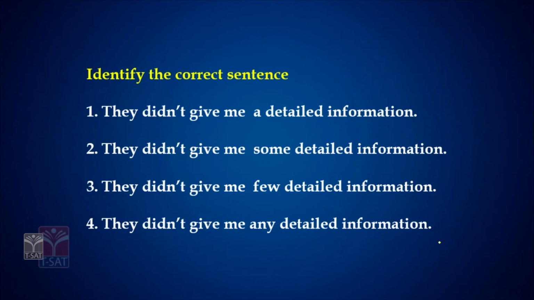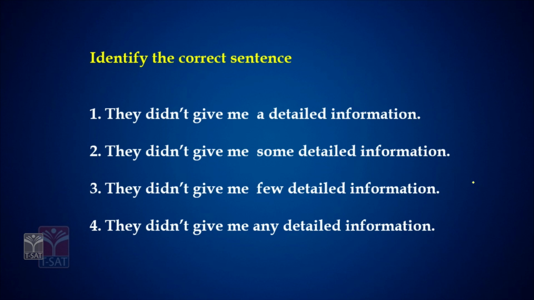Let's have a glance at the first sentence. So, here a set of 4 sentences is given to us and we have to see which sentence is correct. They didn't give me a detailed information. They didn't give me some detailed information. They didn't give me few detailed information. They didn't give me any detailed information.